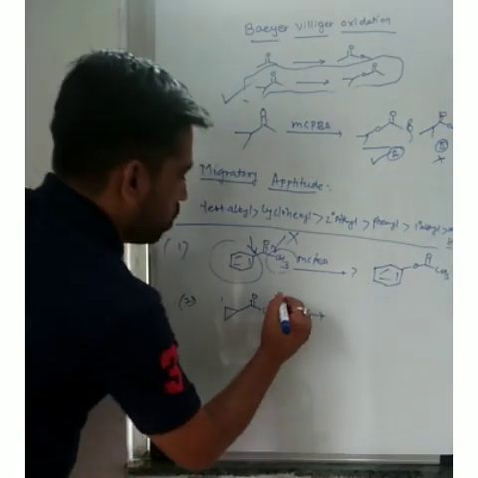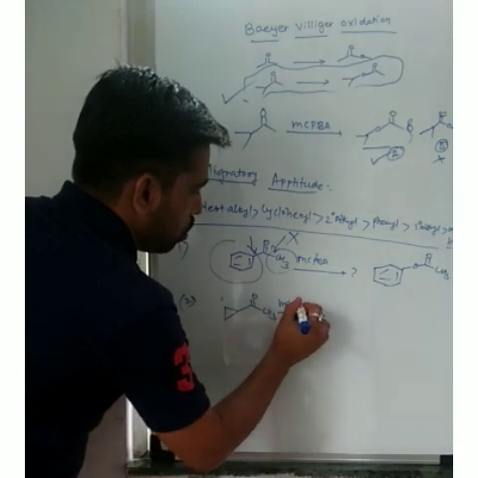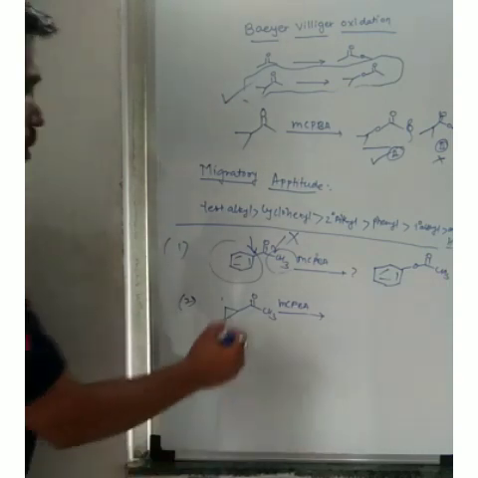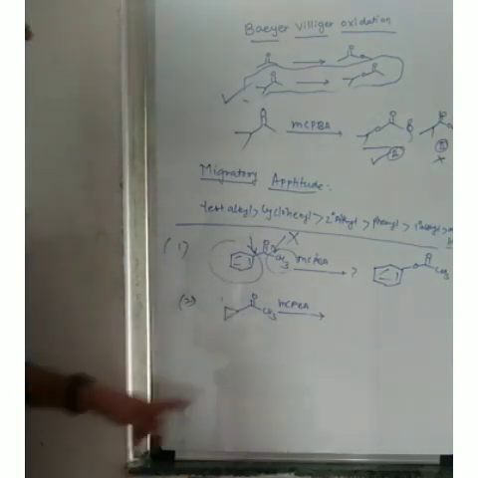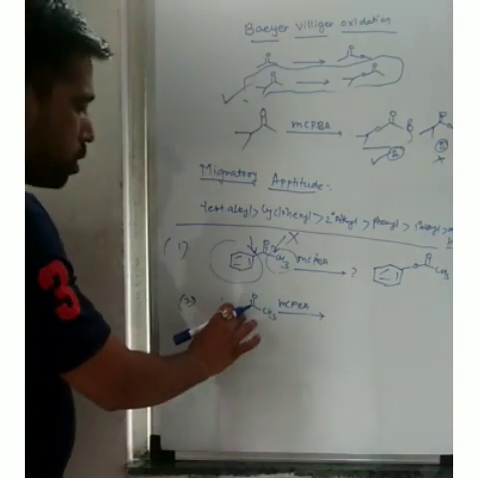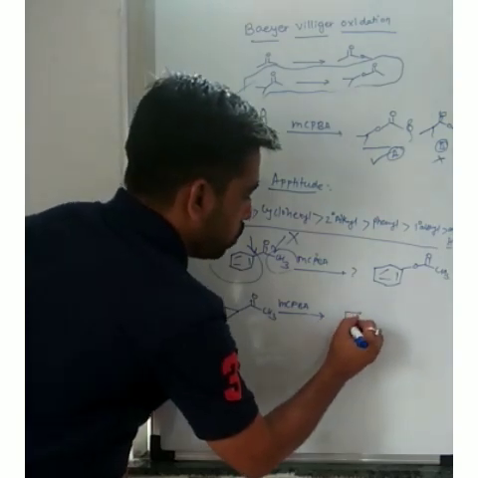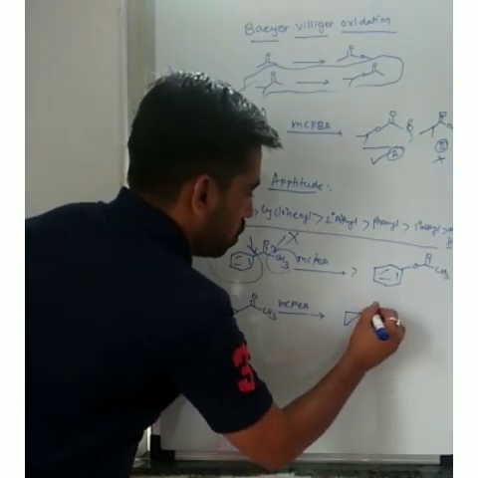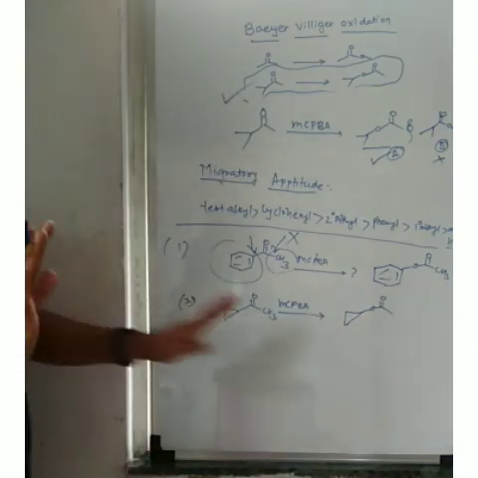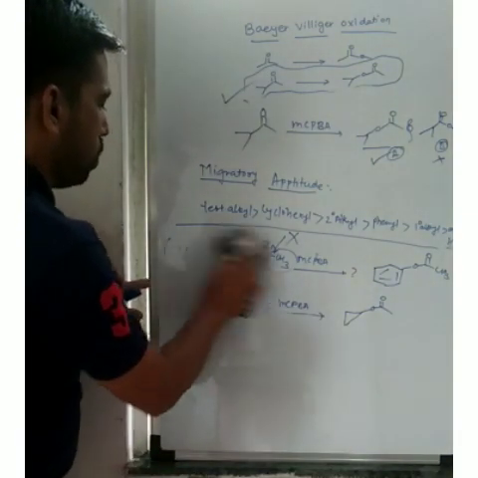Now again mCPBA, metachloroperoxybenzoic acid. In this example also, this is the secondary carbon, and this is the primary. So the migratory aptitude for the secondary is more than the primary. Using the migratory aptitude we get the product. Then let's see the second type of example.